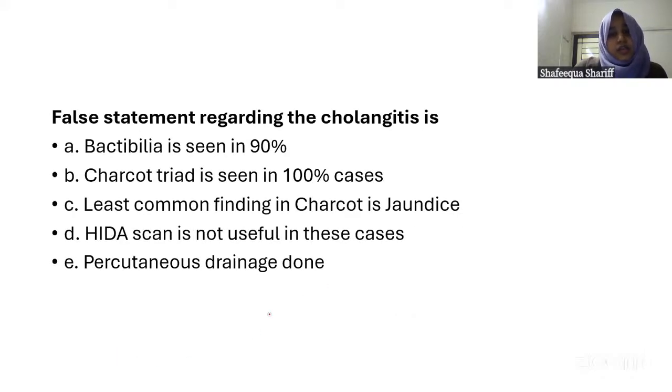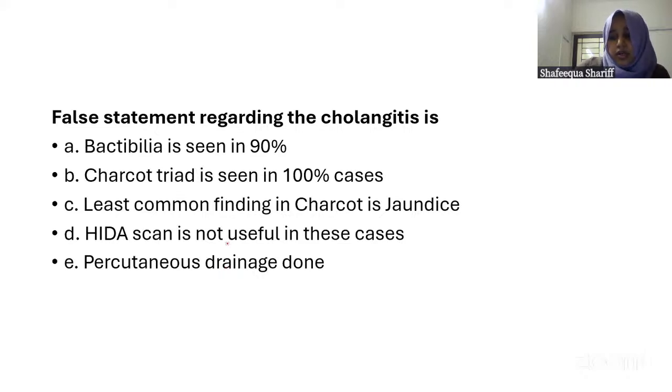So what is a false statement regarding cholangitis? Cholangitis is basically inflammation of the CBD. Bacteria in the bile system is seen in 90% of the patients. Charcot's triad is seen in 100% of the cases. And the least common finding in Charcot's triad is jaundice. HIDA scan is not useful in these cases, and percutaneous drainage is done.